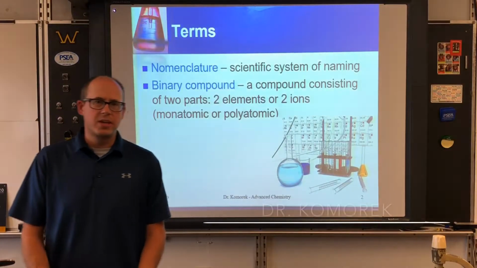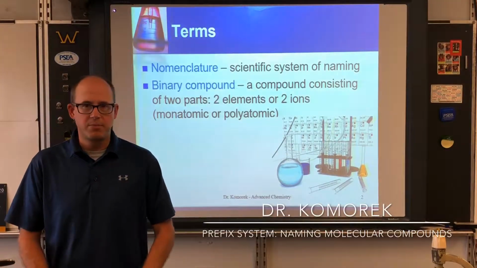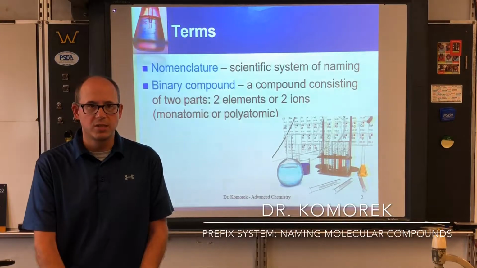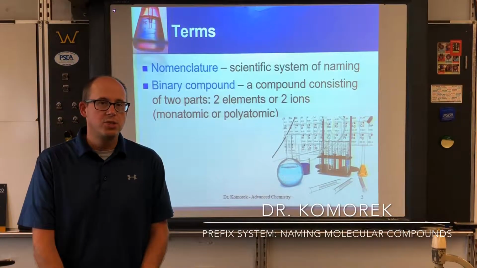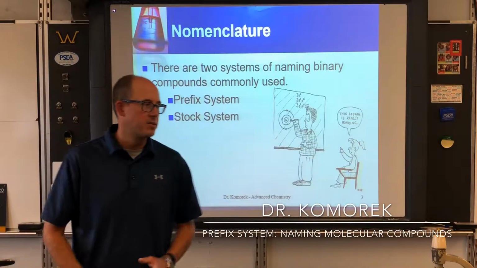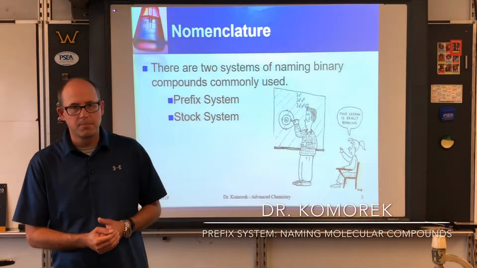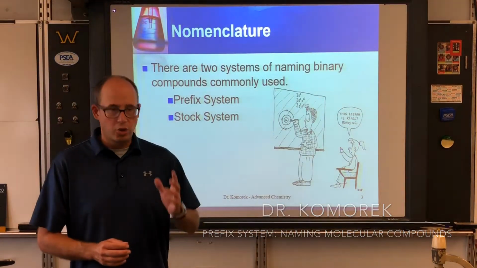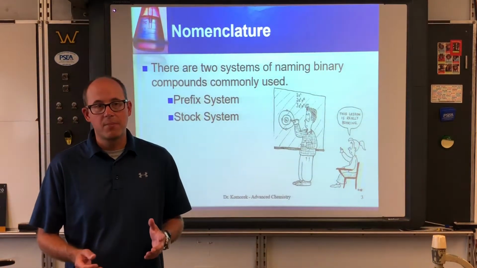In this section, we look at naming binary compounds. That would be compounds that consist of only two parts. We mainly focus on two different systems of naming compounds. The first system is called the prefix system. Easy to use. You're familiar with some examples of these compounds.